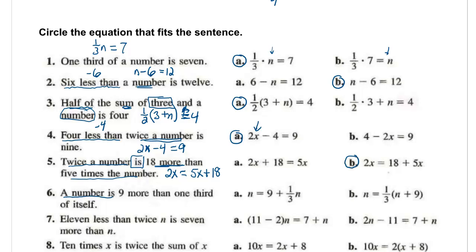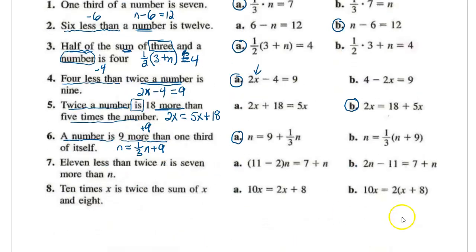Okay, number 6. A number is. We're going to use a variable to be that unknown number. I look at the choices, I see it's n. So a number is, that's n equals. All right, 9 more than. That's when you add 9 to something. Well, what are you adding the 9 to? 1/3 of itself, 1/3 of the number that we were using before. So 1/3 times n. That was representing our number that we didn't know. And then 9 more is when you add 9. Which choice is that? That's choice A.